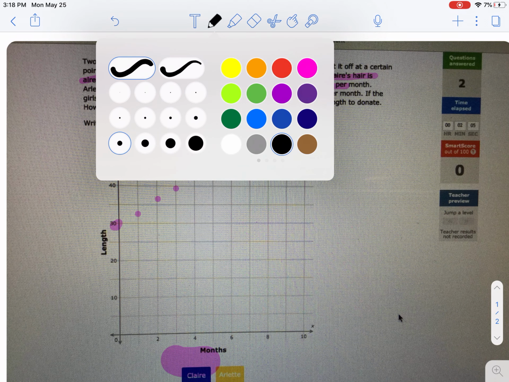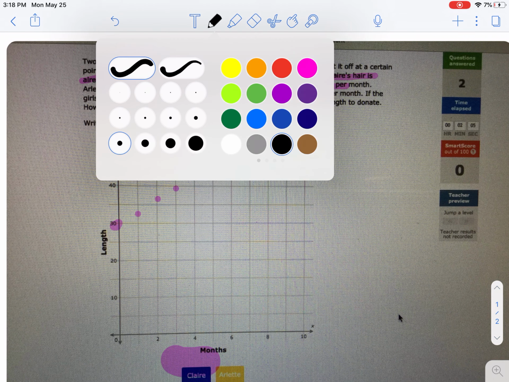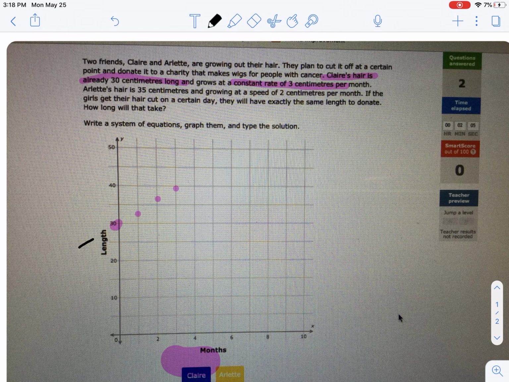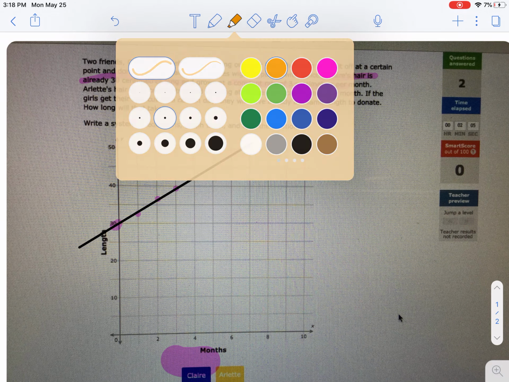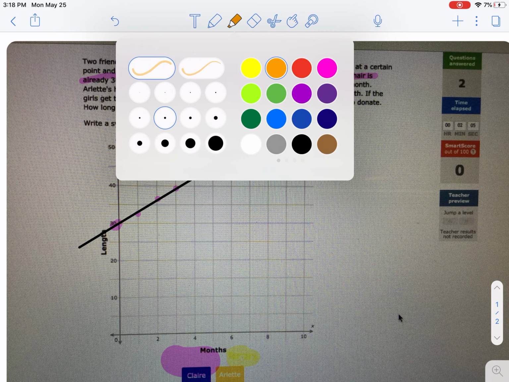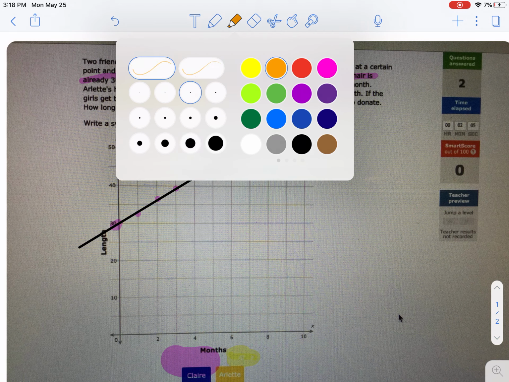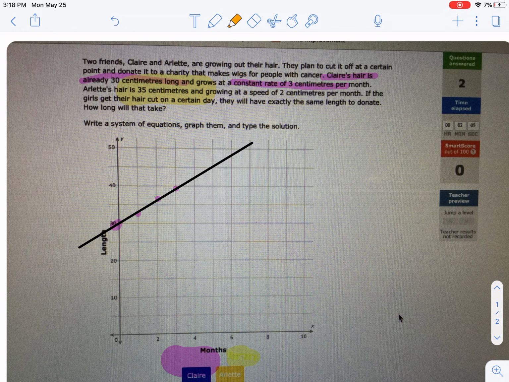So let's draw a line for Claire. Oops, it's a little big, sorry. Make it smaller. Draw a line for Claire through those dots. That's close. Okay, now let's do another line for Arlette. And we're going to make her line sort of orange because in the question below her name is in orange. So it says for Arlette, her hair is 35 centimeters long. So 35 is here.